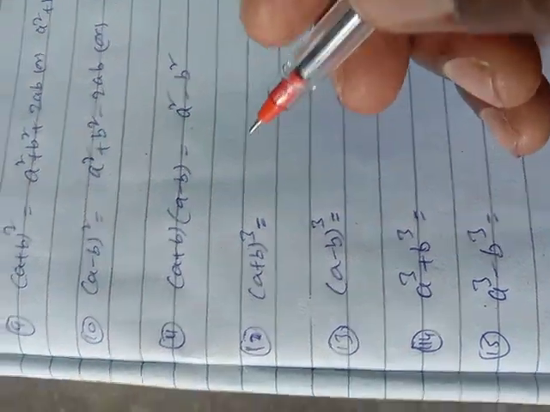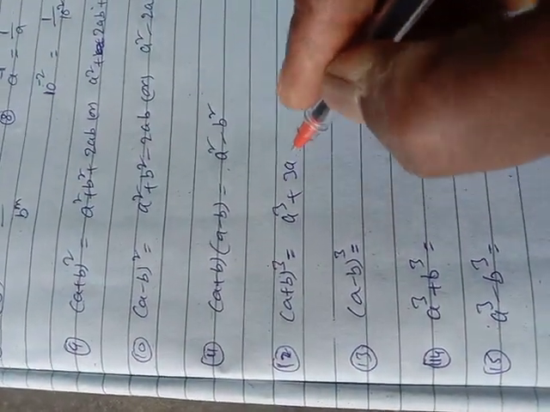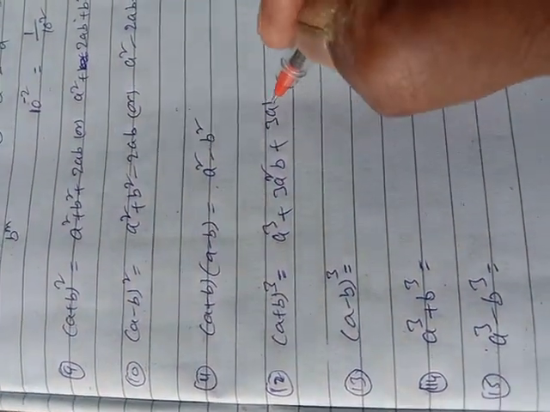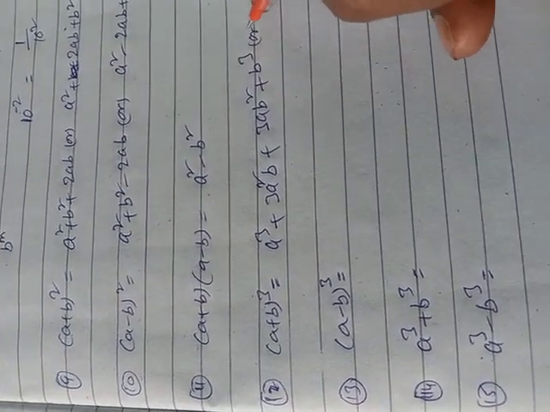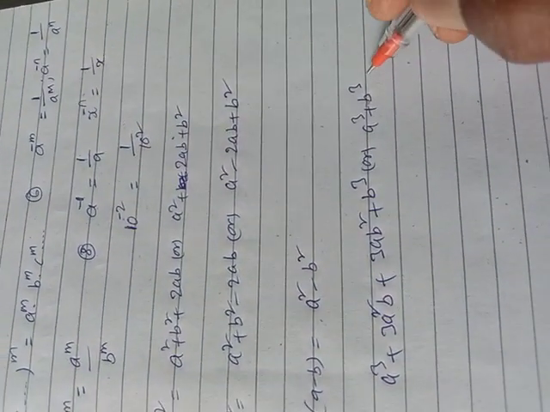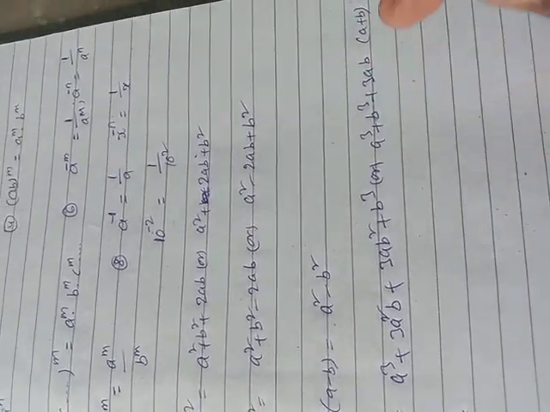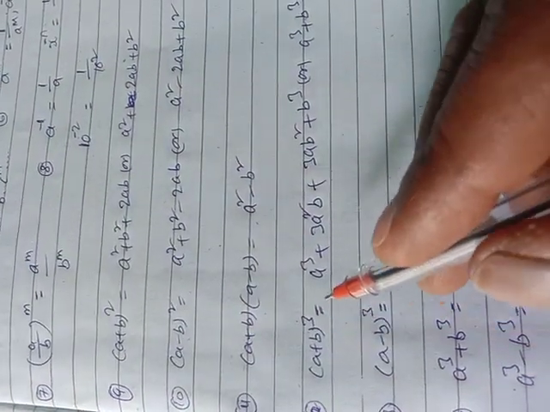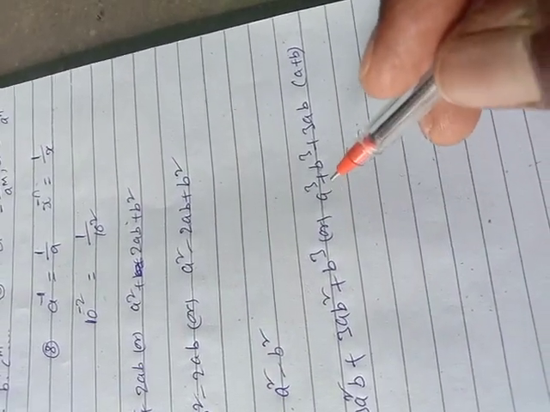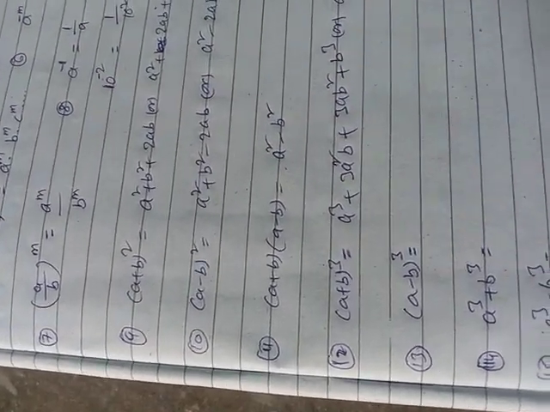a plus b whole cube equal to a cube plus 3a square b plus 3ab square plus b cube, or (లేక) a cube plus b cube plus 3ab into a plus b. (అదేవిధంగా ఆర్ లేక) a cube plus b cube plus 3ab into a plus b. Two times you can write here two times.